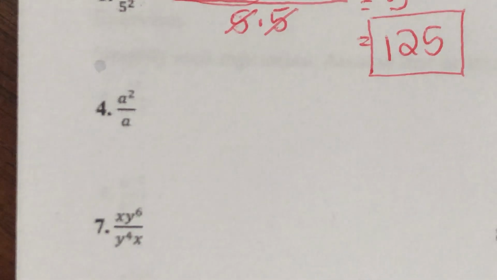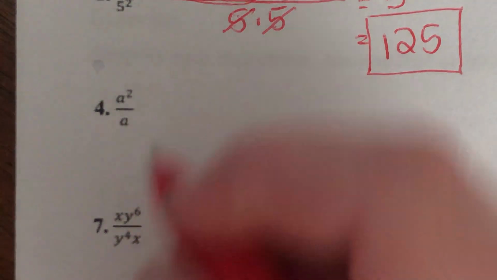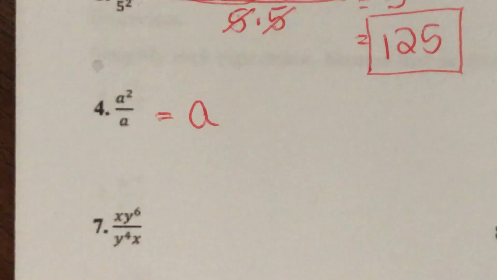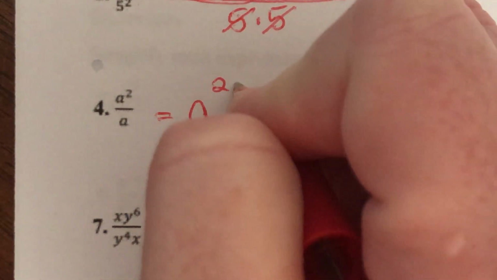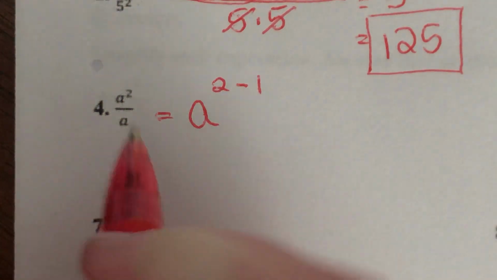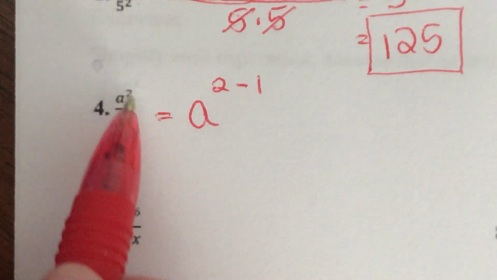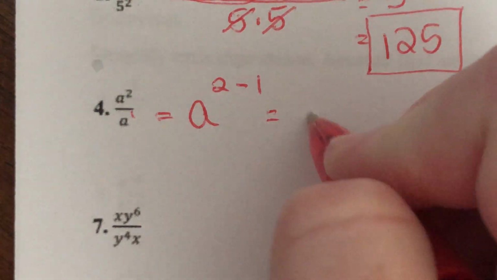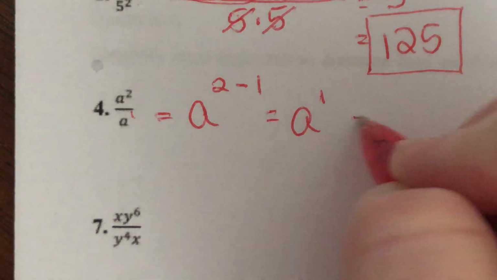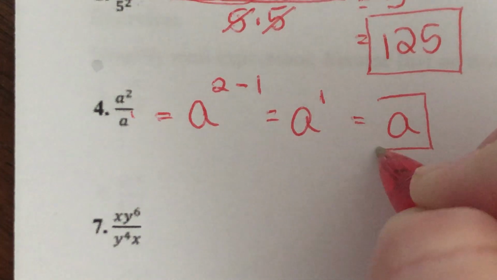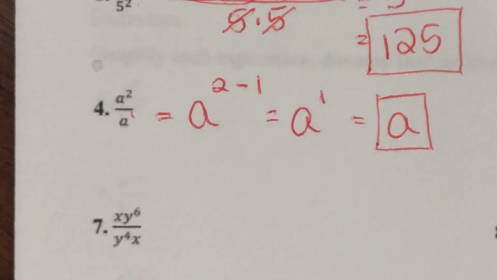All right, number 4, a squared divided by a. That's a 2 minus 1. Remember, when it doesn't have an exponent, it's really a 1. And we're dividing bases, so we subtract exponents. So we get a to the 1st power, which is just a. Whenever you have a 1 exponent, you don't have to write it.